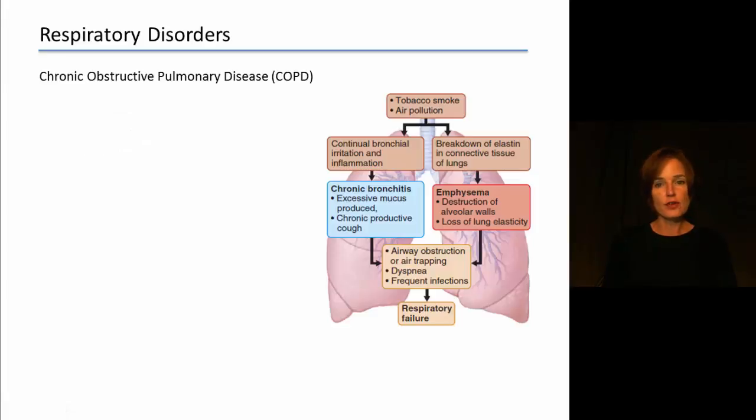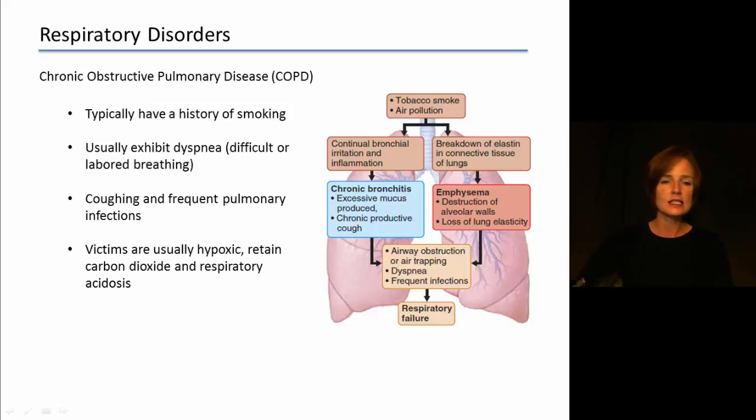There are some disorders of the respiratory system. One of these is chronic obstructive pulmonary disease. So this is COPD. COPD is typically going to be correlated with a history of smoking. When we're talking about COPD, they usually exhibit dyspnea. This is difficulty or a labored breathing. There is coughing and frequent pulmonary infections with this a lot of times. The victims, when we're talking about having COPD, they are usually hypoxic. They also retain carbon dioxide, and we have respiratory acidosis because that carbon dioxide tends to remain and build up.